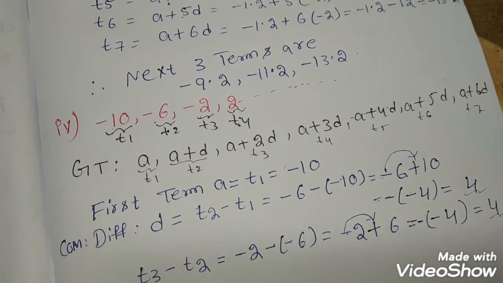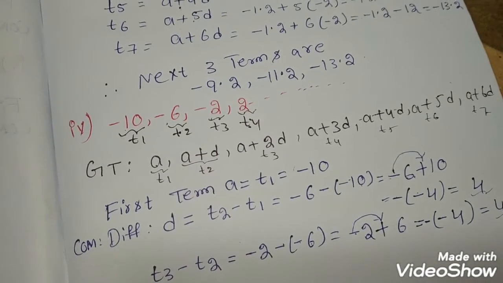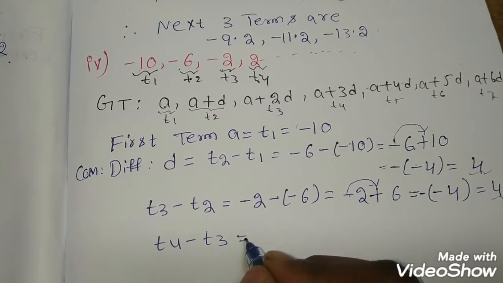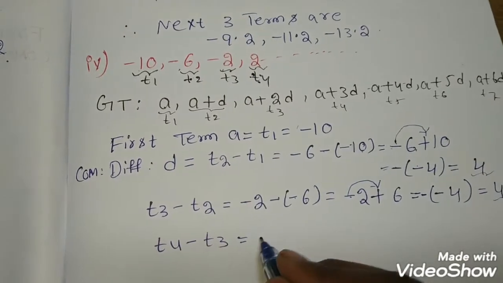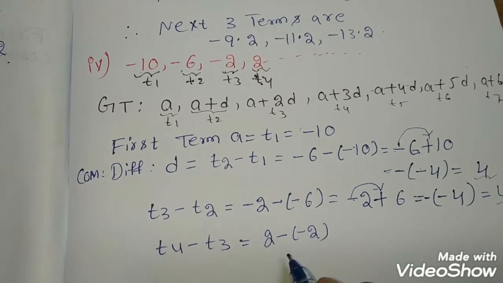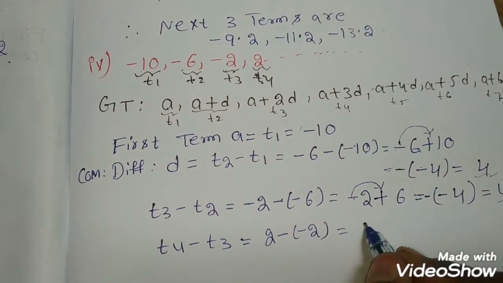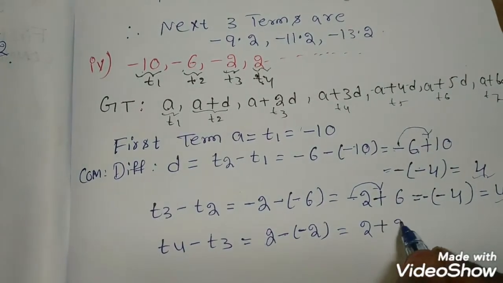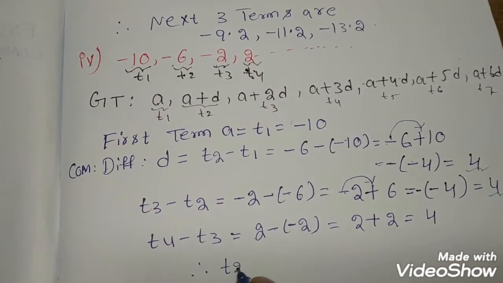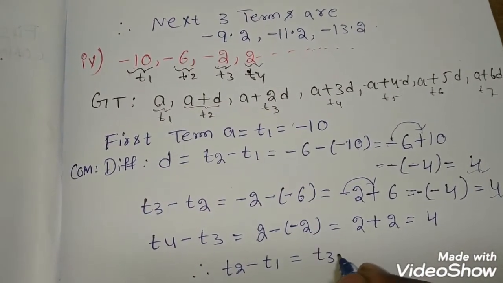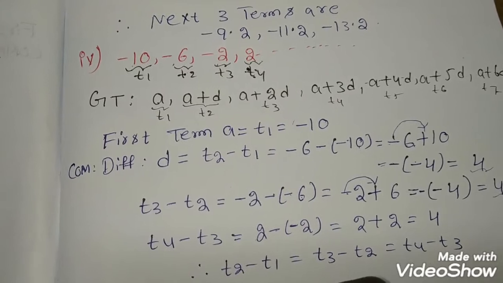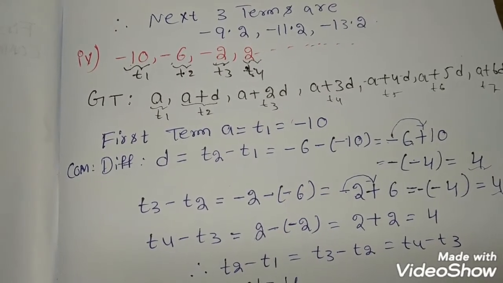If you have a doubt, let's check the next number also. That is t4 minus t3. What is t4? 2 minus, what is t3? Minus 2. Okay, right? So 2 minus into minus plus 2. 2 plus 2, 4. So the common difference is the same. Therefore, t2 minus t1 is equal to t3 minus t2 is equal to t4 minus t3. Therefore, the common difference d is 4.